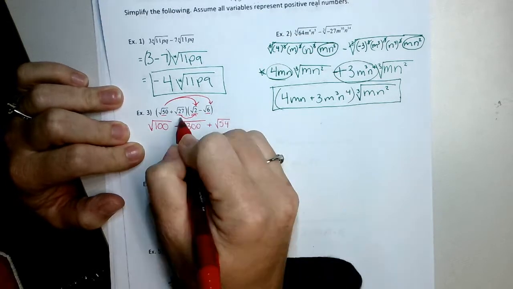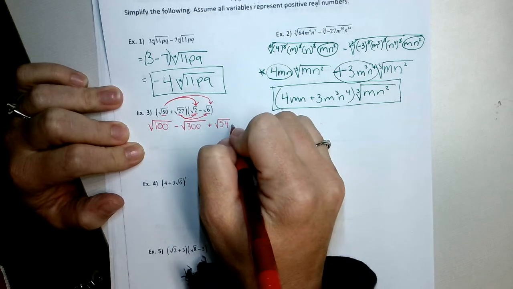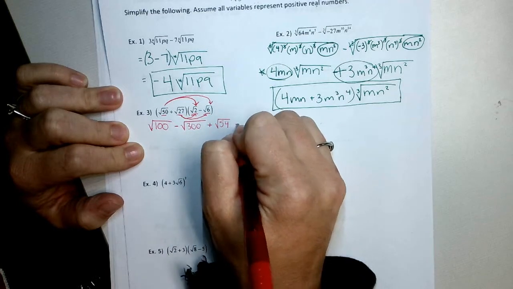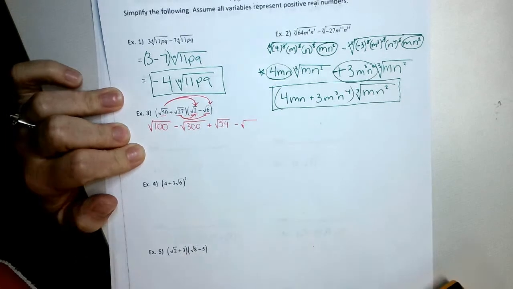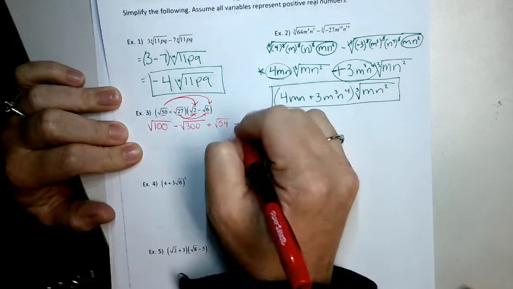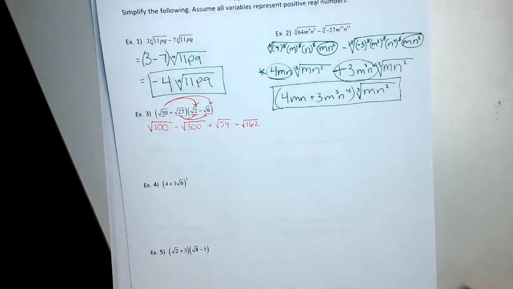And then we have root 27 times negative root 6, which is going to be a negative 162. Everybody okay with what I've done so far? Okay, so now we can simplify our radicals.